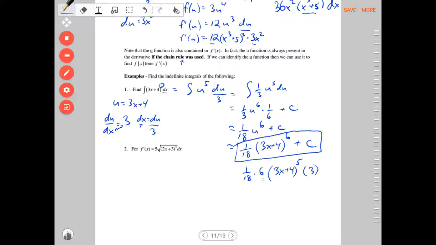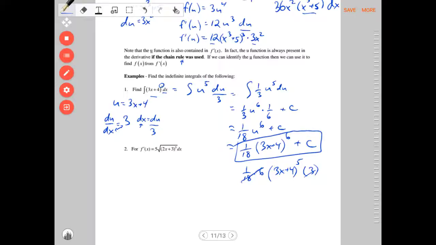So basically, you can look at it: 6 times 3 is 18, 18 times 1/18, so those all cancel, and you're left with (3x + 4)^5. Oh, look, (3x + 4)^5. That's exactly what we started with, so we're right. Using the u function basically divides out the chain rule without us having to think of what it had to be. It's just an easier way of doing it. Please use this, and we'll go from there.